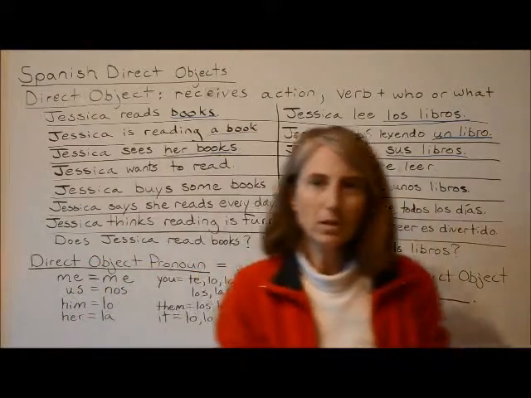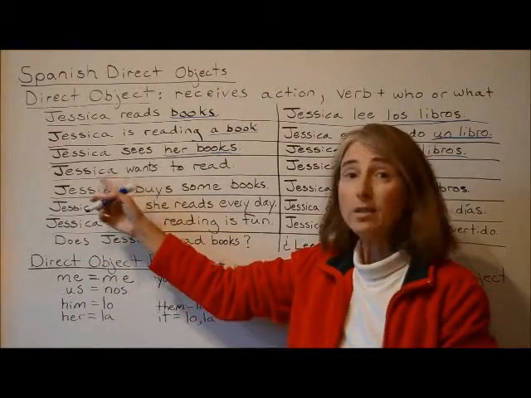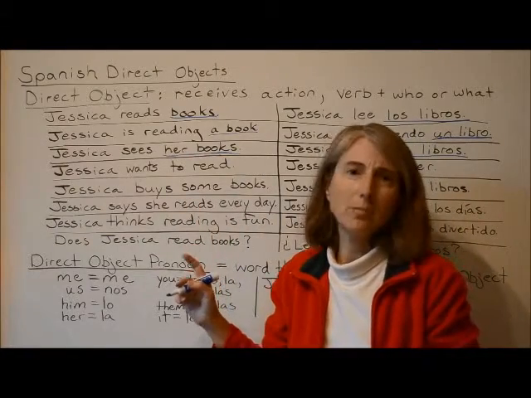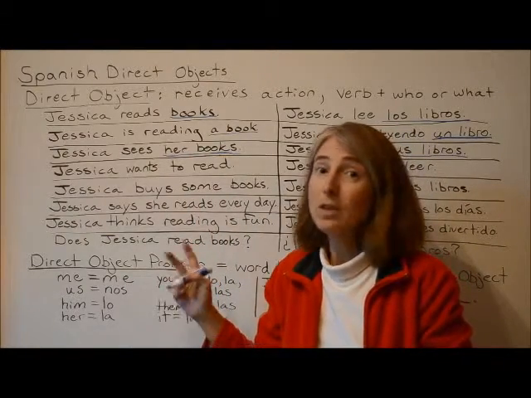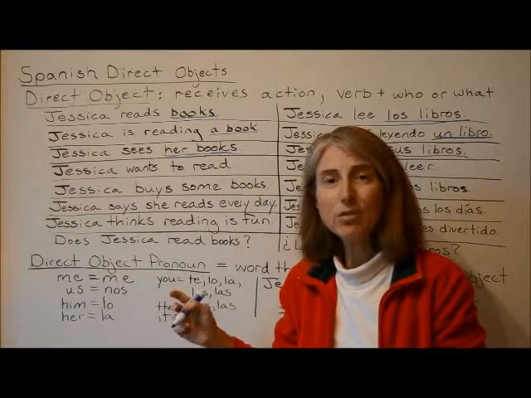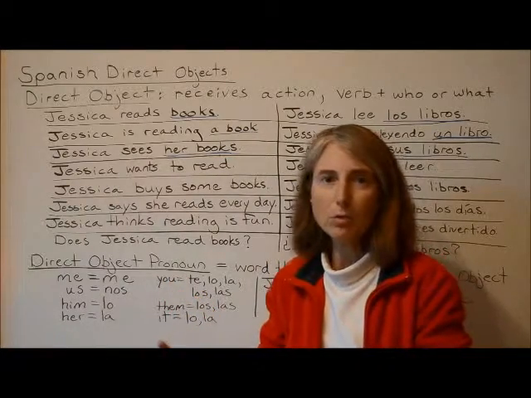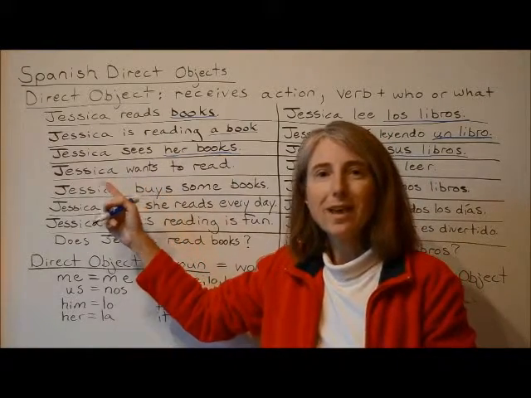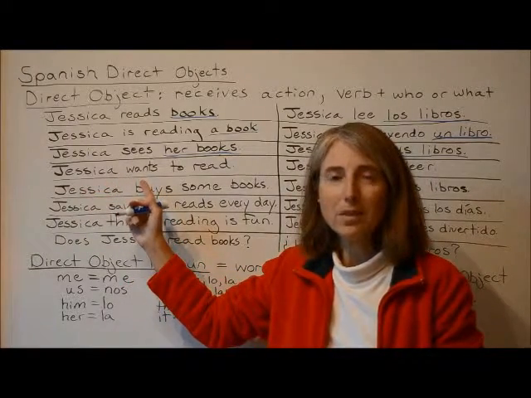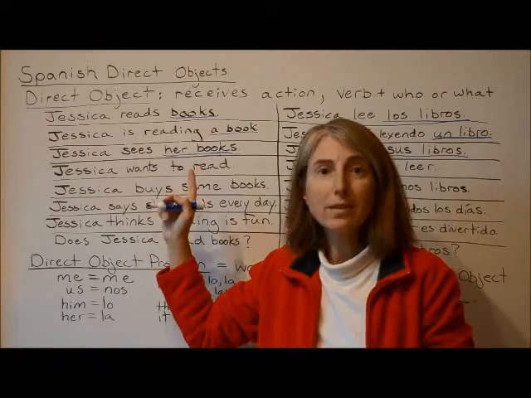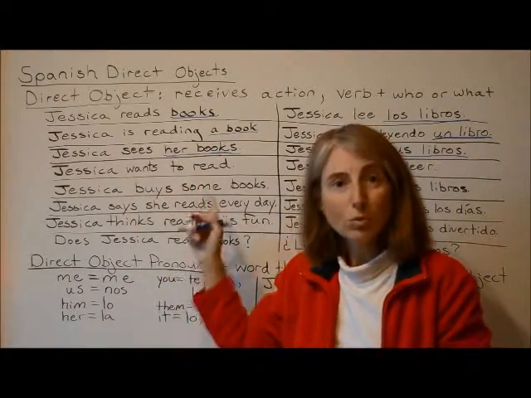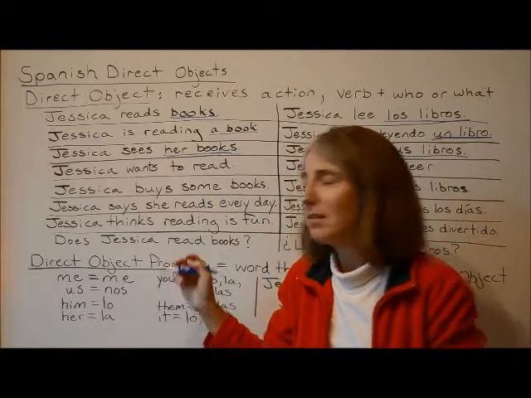Now in English, in the next sentence, we're going to say Jessica wants to read. A lot of times the direct object is a noun, but there are times when it's not a noun. And in this case, the direct object is actually another verb, to read, because Jessica wants is the actual subject and verb in the sentence. And then we have to say wants what or who? Wants to read. So to read is the direct object in this sentence.